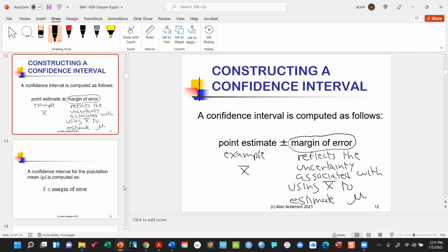And why is this happening? Because we know that every sample is different. If we keep choosing samples, every X bar from each of these samples could be different. In some cases, they can be very different, and in some cases, they'll be very close. So the margin of error indicates how close the X bars are likely to be to each other if we continuously sample from a population. So that's our basic structure.